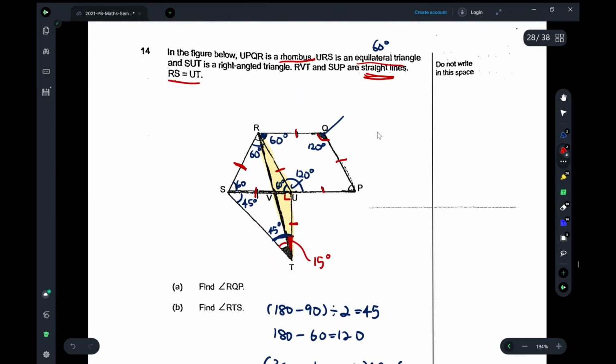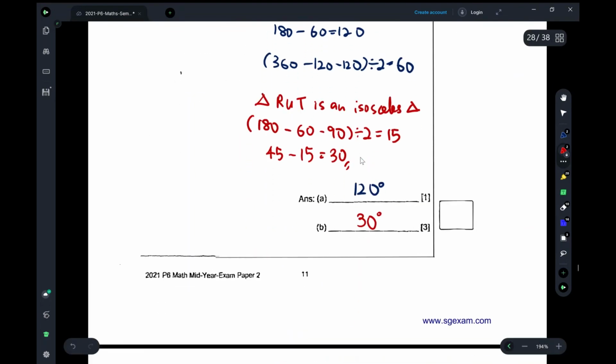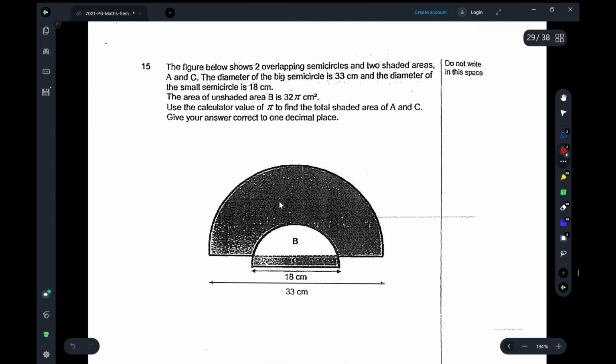Okay, so we must be mindful to label all the lengths, all the sides that are equal, and look for those hidden isosceles triangles that are in angles questions. Okay, so moving on. Oh, it's another circle question. Alright, looks like we have to use the calculator pi in the end and correct the answer to one decimal place.